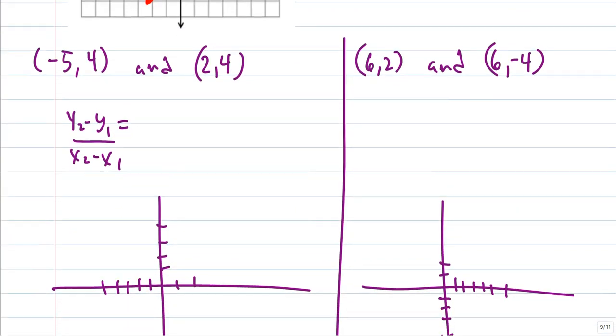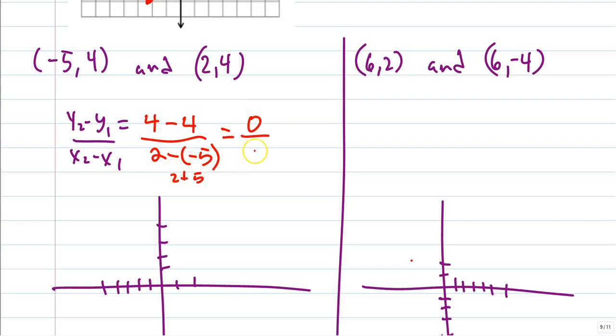A couple of examples. Okay, and I'm going to keep doing both where we can sketch them or we can use the formula. So y2 minus y1. Our y2 this time would be minus y1 over x2 minus x1. What is 4 minus 4? This becomes 2 plus 5, or 7. 0 divided by 7 is 0. This is a slope of 0.